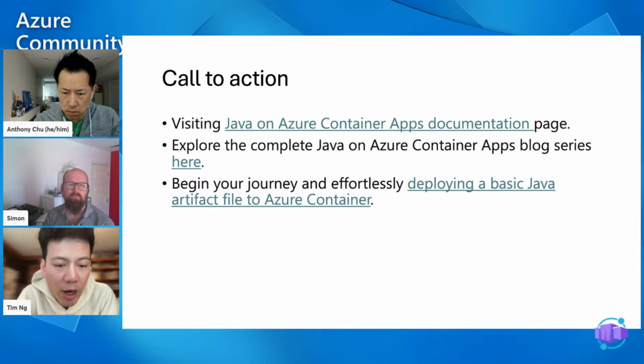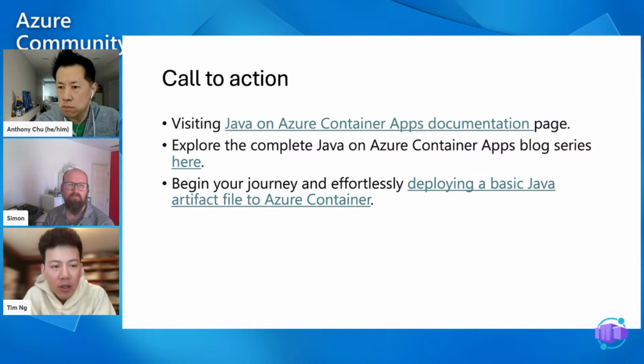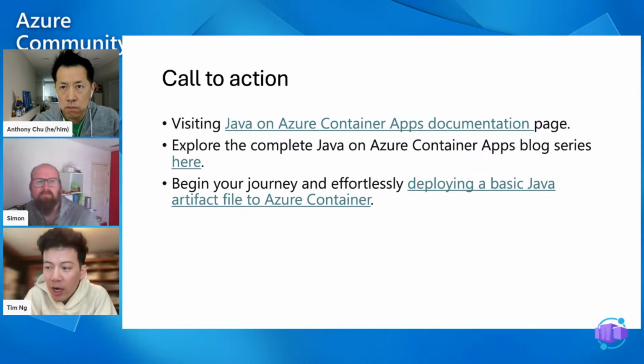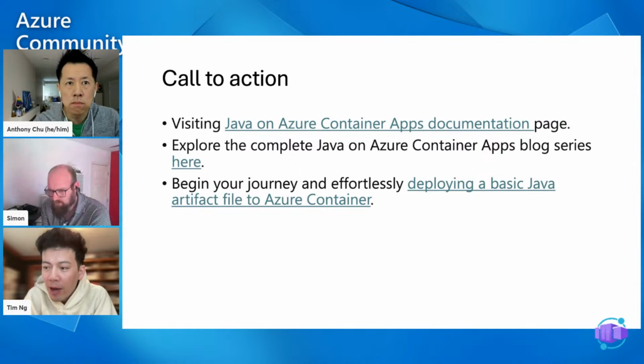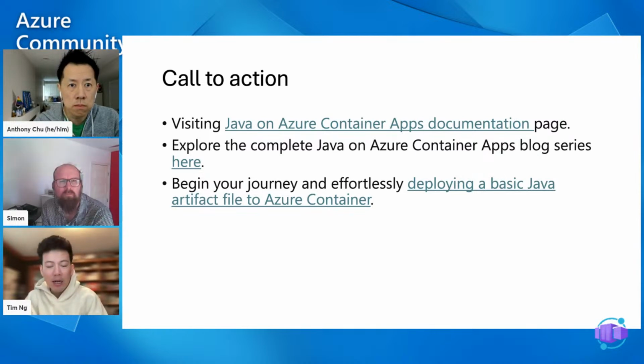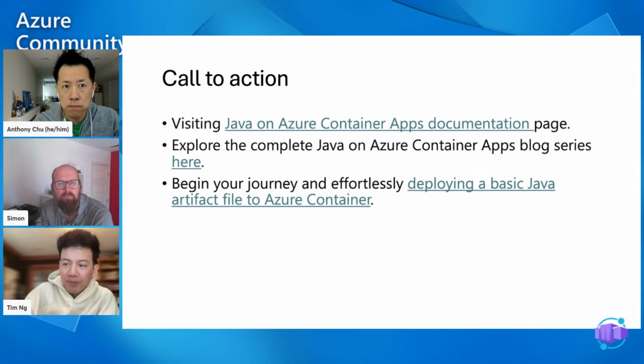There's a series of blogs that Sean and others on our team do, and Anthony pointed out to them earlier today. And then we have a tutorial to help you deploy a basic Java app onto ACA. If you haven't done that before, you can give that a shot and try out some of the things that we talked about today. So that's all I have for today. And if there are any questions, we'll be more than happy to take them right now.